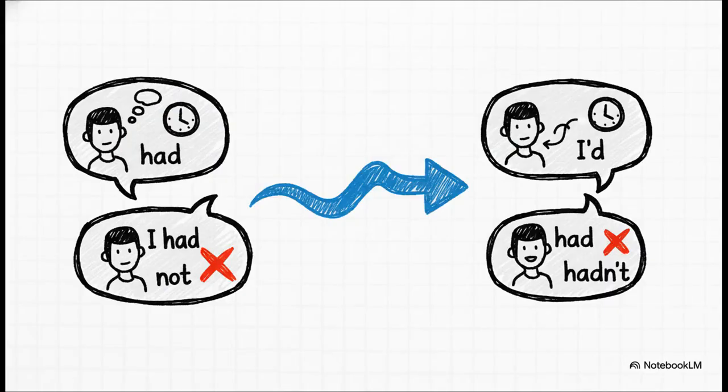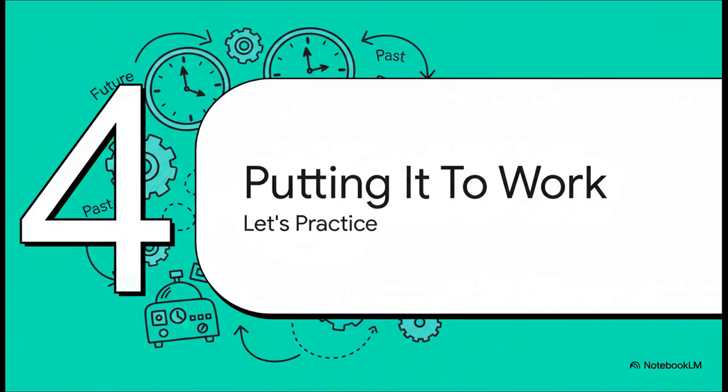And of course, when we're actually speaking, we almost always use contractions to sound more natural. I had becomes I'd, and had not turns into hadn't. Using these is going to make your English sound so much more fluent. Okay, theory is one thing, but the best way to really get this stuff to stick is to just do it. So let's try a few quick examples together to make sure this is locked in.